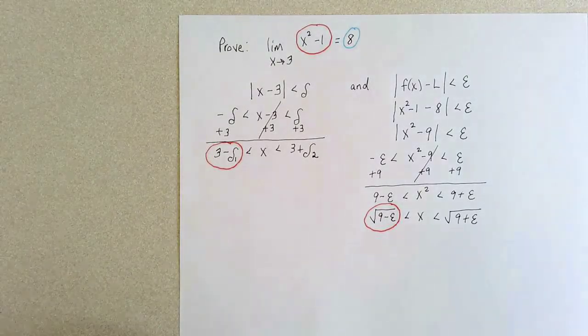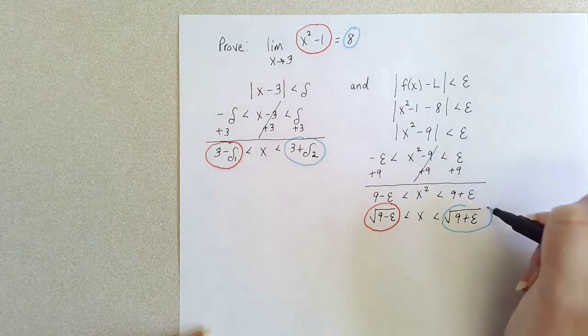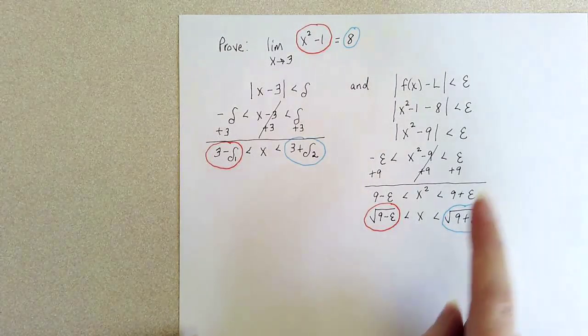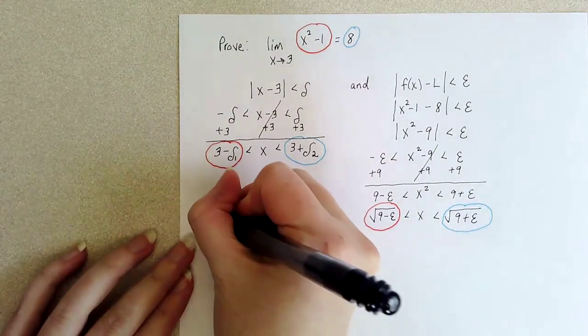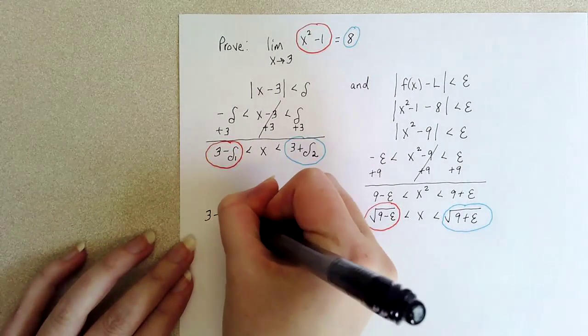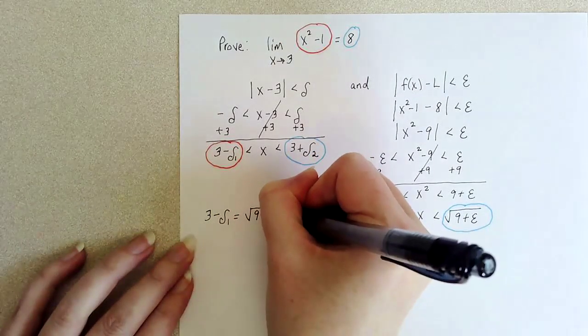And then I'm going to set this one equal to this piece and solve for my delta 2. And since they're not the same size, what I want is the smaller of the two deltas. The smaller of the two deltas is going to ensure that my y values stay within my epsilon band. Okay, so I'm going to set 3 minus delta 1 equal to the square root of 9 minus epsilon.